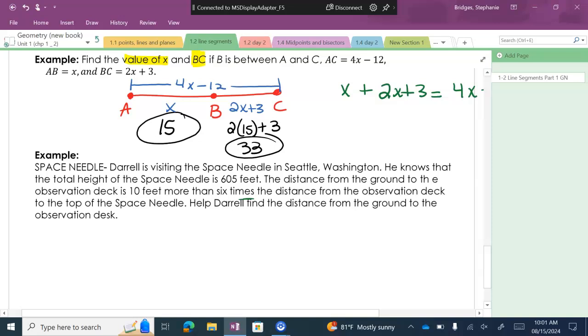So it says, Daryl is visiting the Space Needle in Seattle, Washington. He knows that the total height of the Space Needle is 605 feet. So everybody know what Space Needle is? It's a tower basically that you go up and look. So you can use just a vertical line to represent that Space Needle. How tall does it say that Space Needle is? 605. So draw yourself a vertical line, straight up and down. We don't need to draw an artist's picture. We can just draw a line.